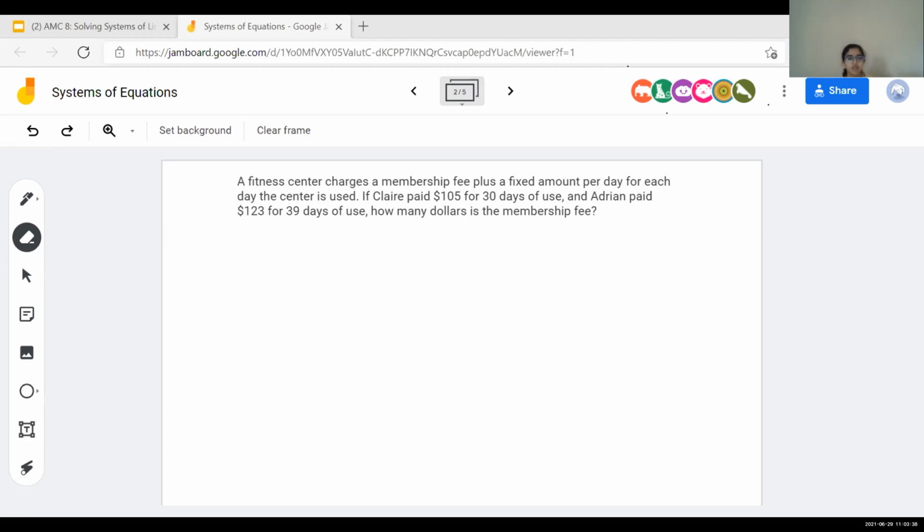A fitness center charges a membership fee plus a fixed amount per day for each day the center is used. If Claire paid $105 for 30 days of use and Adrian paid $123 for 39 days of use, how many dollars is the membership fee? Remember, set up 2 equations, then solve, and you should be able to get it correct.